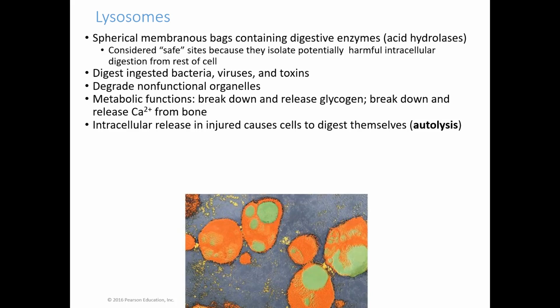And when the cell becomes damaged or the cell wears out and can't reproduce, then the cell will self-destruct. It'll undergo what we call autolysis. It will initiate what's known as apoptosis, where the cell will release its own digestive enzymes and break itself down. And then the fragments are consumed by the other cells around them.